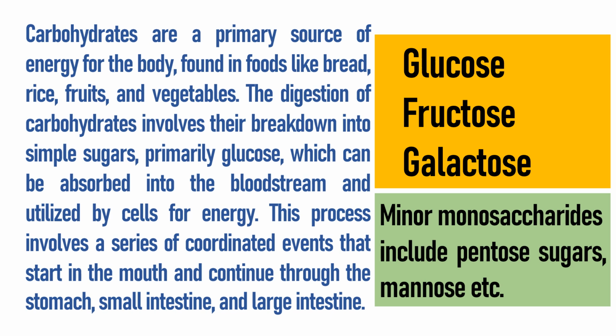The digestion of carbohydrates involves their breakdown into simple sugars, primarily glucose, which can be absorbed into the bloodstream and utilized by cells for energy. This process involves a series of coordinated events that start in the mouth and continue through the stomach, small intestine, and large intestine. The major final products of carbohydrate digestion are glucose, fructose, and galactose.